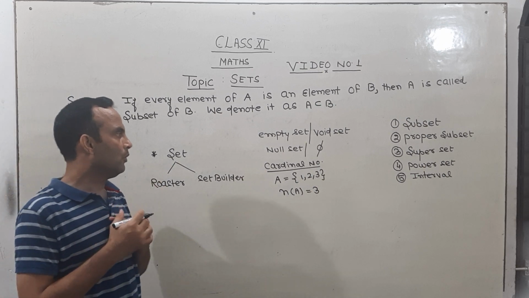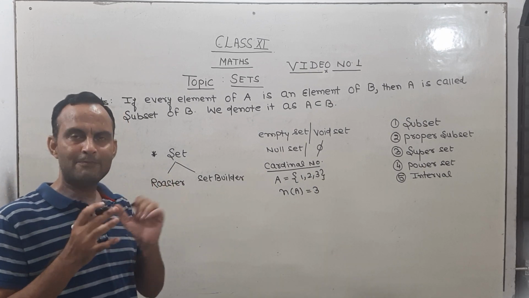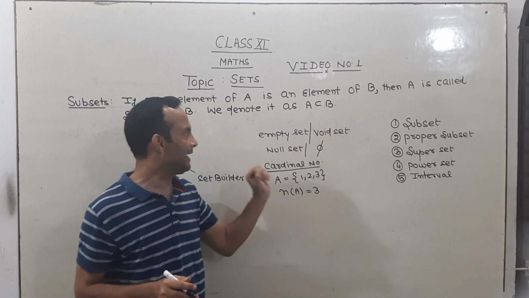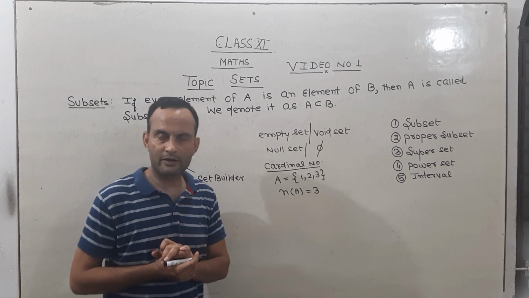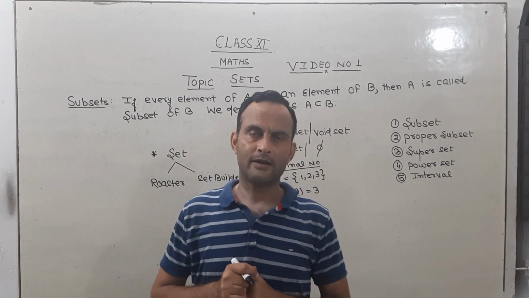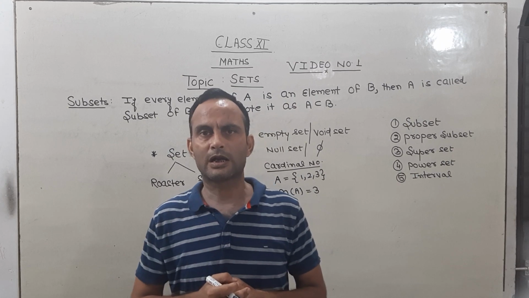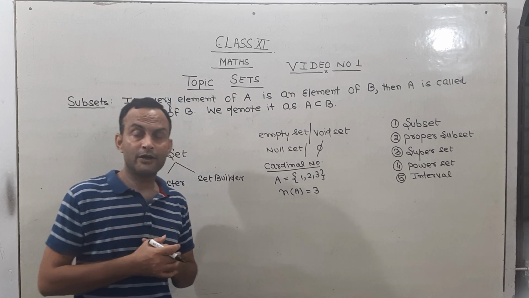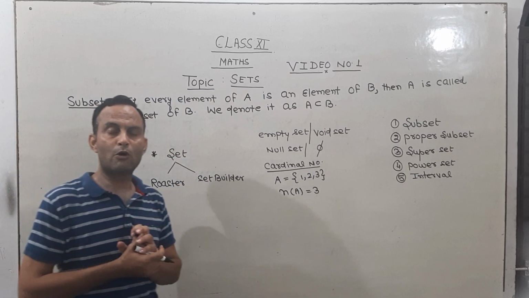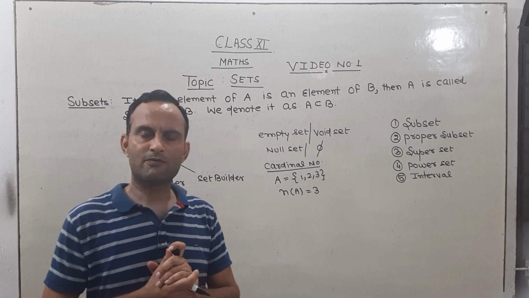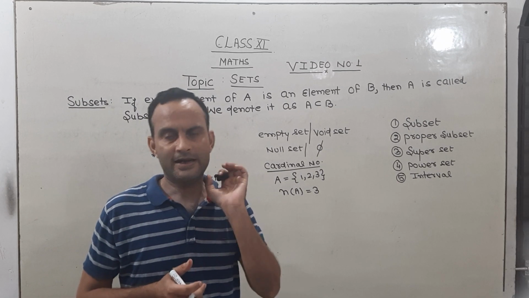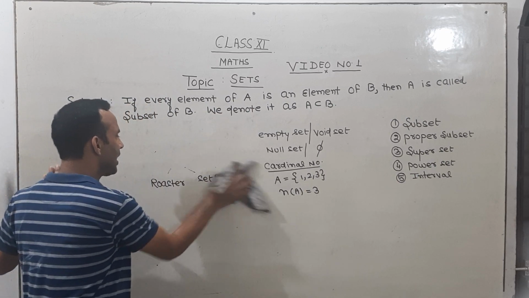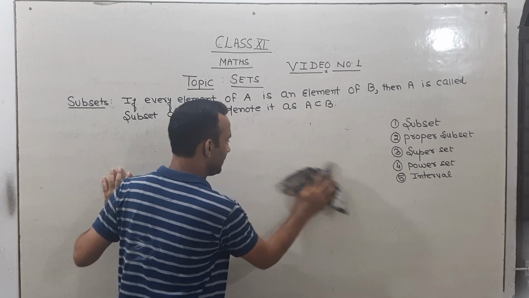We also studied the types of sets like the empty set, which I have already told you, which is also said to be the void set or the null set, denoted by the letter phi. Finite set: the set in which the number of elements is countable is said to be a finite set. Infinite set: the set in which we are not able to count the number of elements is said to be an infinite set. But in 11th class, we have to start from subset.